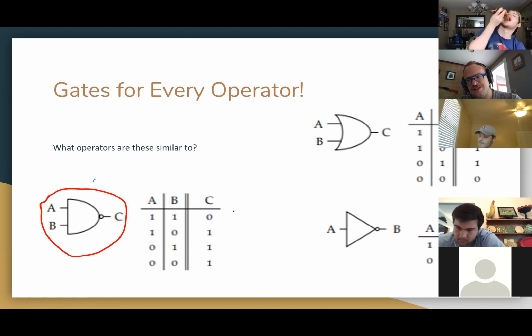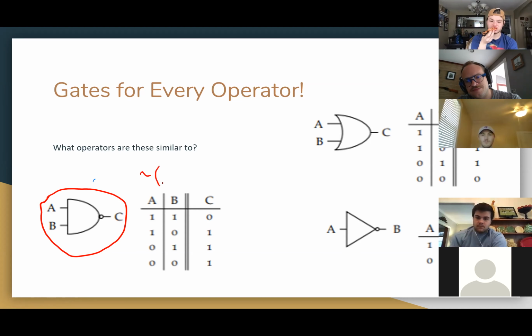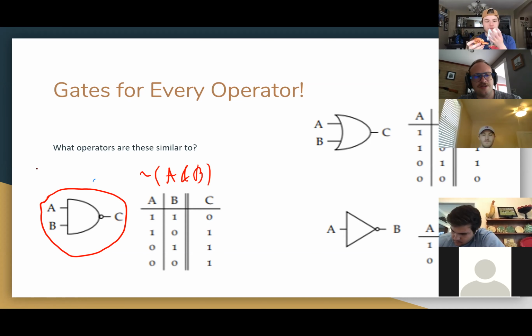So if we were translating this, this is what it would look like. Okay, yeah, Reese, what would you say to that? It'd be a negated conjunct. Yes. So negated conjunct. This is called a NAND gate. So not and.